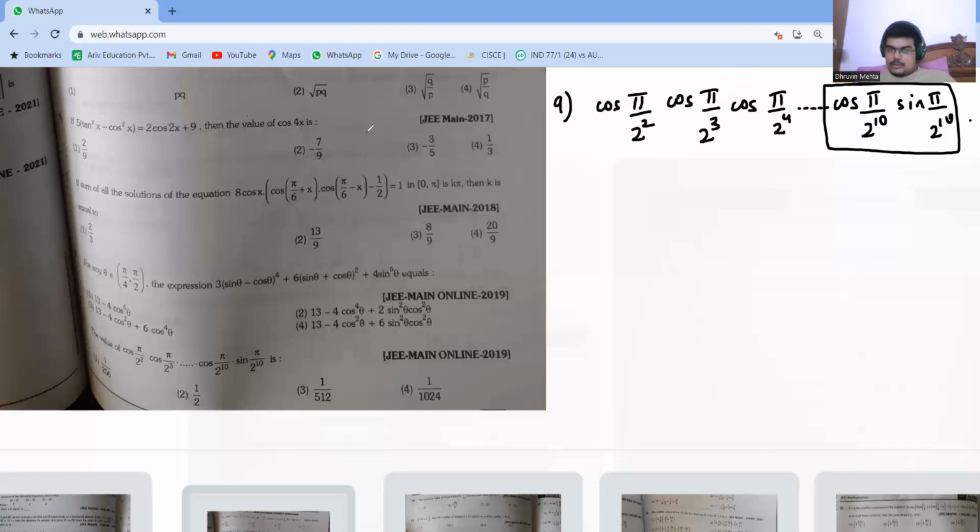देखो इसको हम 2 से मल्टीप्लाई डिवाइड करेंगे, तो सबको 2 cos जो है, so then it becomes sine of 2 pi by 2 raised to 10, correct? Yes. It will be sine of 2 pi by 2 raised to 10, which can be written as sine of pi by 2 raised to 9. Yes. अच्छा, और ये अब हम करते जाएंगे. Just keep on doing this. So my question to you all is, how many times will we multiply and divide by 2?